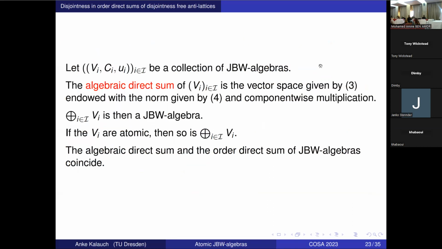And the nice thing is that the algebraic direct sum of JBW algebras is constructed exactly the same way. There you add the component-wise multiplication, but in fact, set-wise, it's the same construction. So what was given in this representation theorem for atomic JBW algebras is exactly this order direct sum at the end. And if all these phi i's are JBW algebras, then the direct sum is too, and if they are atomic, then the direct sum is too. So everything is translated in a canonical way.